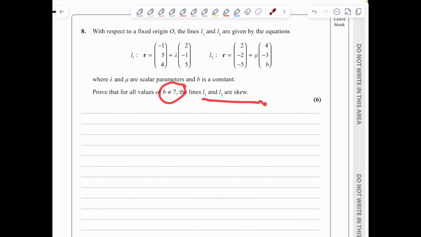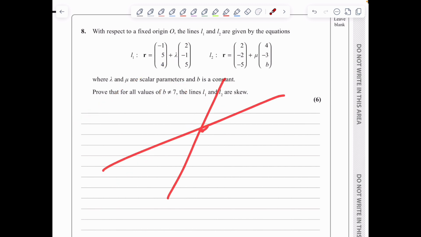Well, let's start by reminding ourselves what it means for two lines to be skew. Well, we've got three cases. Either two lines are parallel, or two lines meet at a point, or the third case is that they are skew. So they are skew if they are not parallel and if they do not meet at a point.